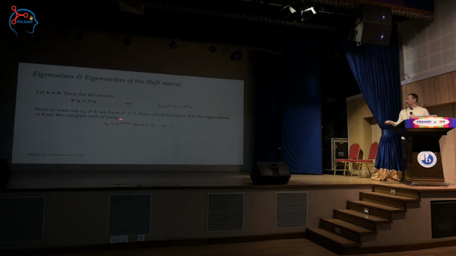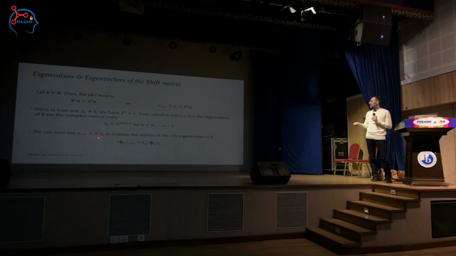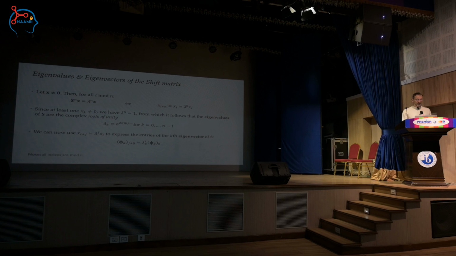The eigenvalues look like these complex exponentials. So if you draw a circle in the complex plane and sample it at n points, this is how the eigenvalues will look. Okay? We can plug it back into our expression and compute the entries of the eigenvectors of S, and this is how they look. They look like these complex exponentials. And here we also have normalization, because we assume that the eigenvectors are normalized, so the norm of the eigenvectors is 1.